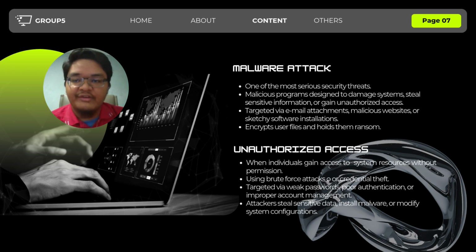Third and lastly for this part is unauthorized access. This occurs when individuals gain access to Windows resources without proper permission. This is usually caused by poor passwords, bad authentication mechanisms, or improper account management. Attackers may use techniques such as brute force attacks or credential theft to gain access to Windows user accounts. Once unauthorized access is obtained, attackers can steal sensitive data, install malware, or modify system configurations.